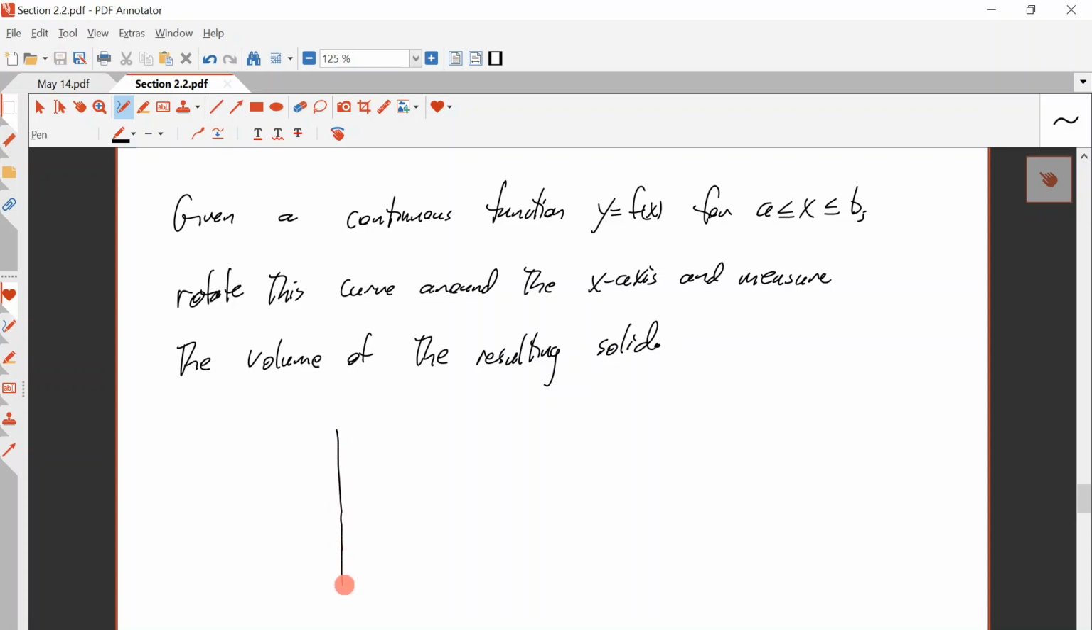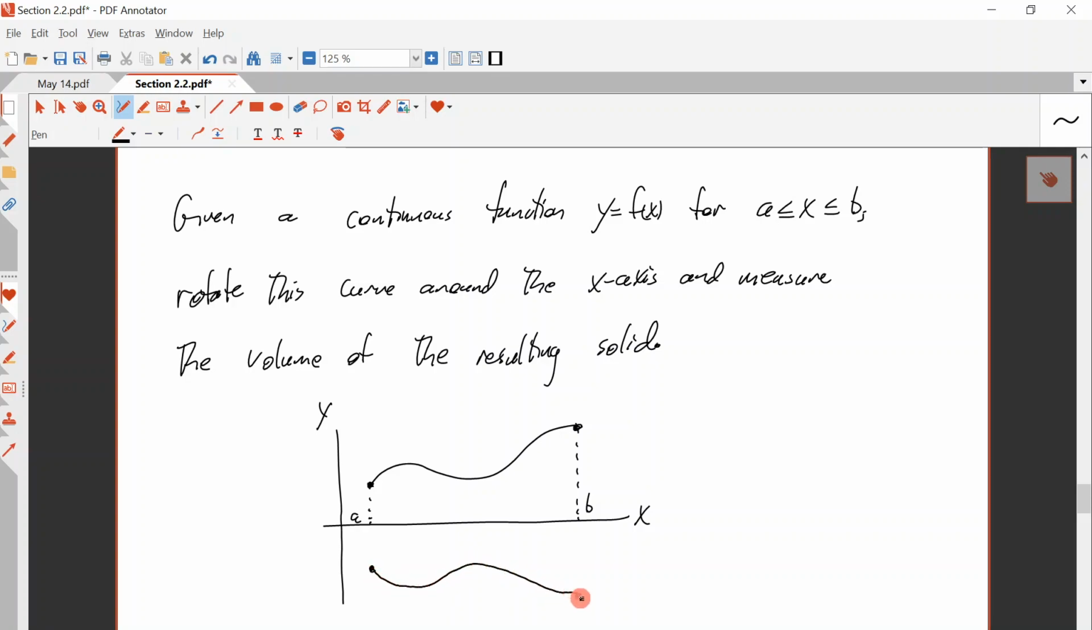So here's a picture of what I'm talking about. Here's your xy axis, and I've got this function f of x, and we'll say that it's bigger than or equal to 0. I guess it doesn't have to be. Let's forget about that. So I'm going to take this curve, here's A and here's B, and revolve it around the x-axis. And what I get is a solid that looks like this.